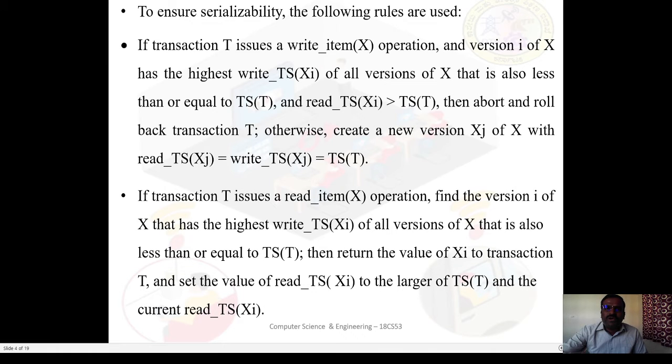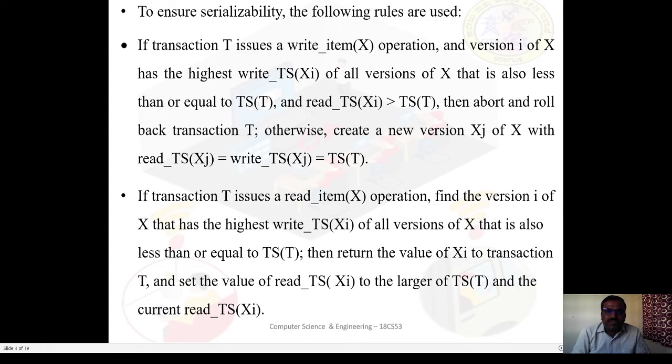To ensure serializability, the following rules are used. If a transaction T uses a write_item(x) operation and version i of x has the highest write_TS of xi of all versions of x that is also less than or equal to TS(T).